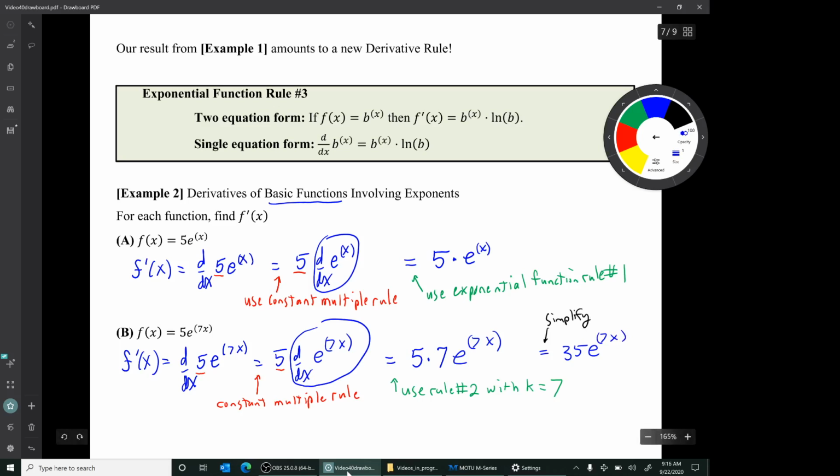So you can see that we replaced the left side of rule 2 with the right side of rule 2. And the k on the left side was in the exponent, and there was a d over dx in front. On the right side, the d over dx is gone, but there's a k in front, and the k is still up in the exponent. And at the end, we can simplify. We multiplied 5 times 7, and we got the number 35.